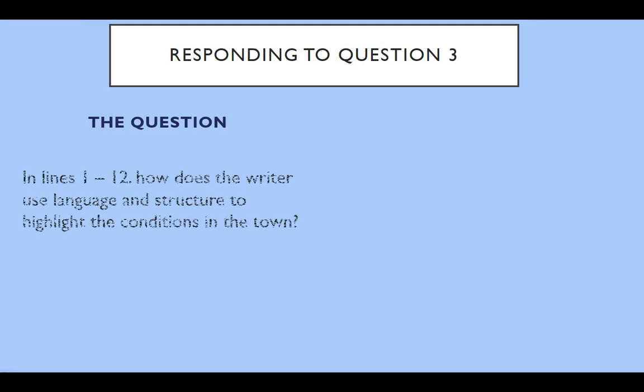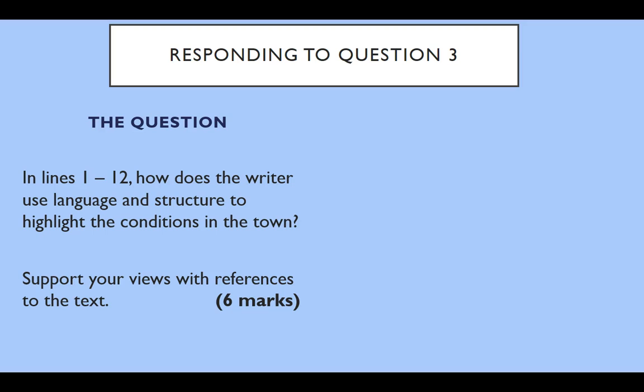So let's have a look at a question. This is a typical question 3. The first thing to notice is that you're directed to a very narrow line reference. You must make sure that all of your examples and all of your comments only relate to that line reference. Don't try and write about anything outside of that. You won't get credit for it. Okay? You need to focus on the section that they've asked you to look at.